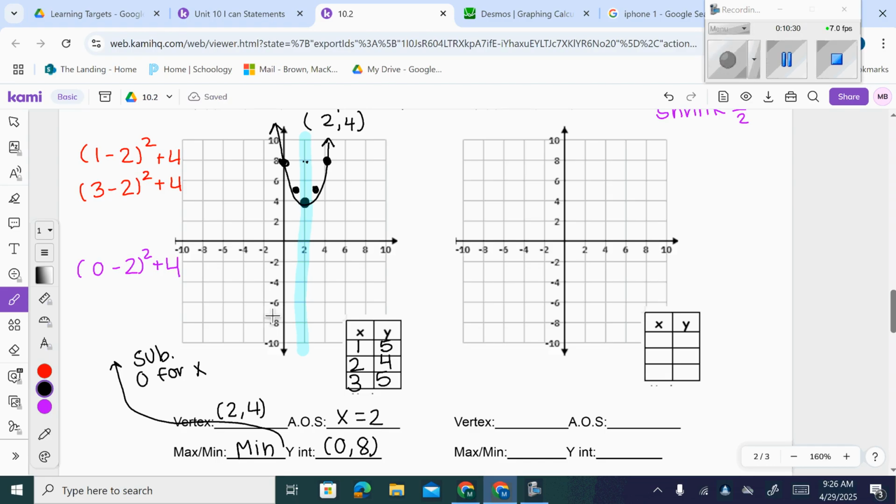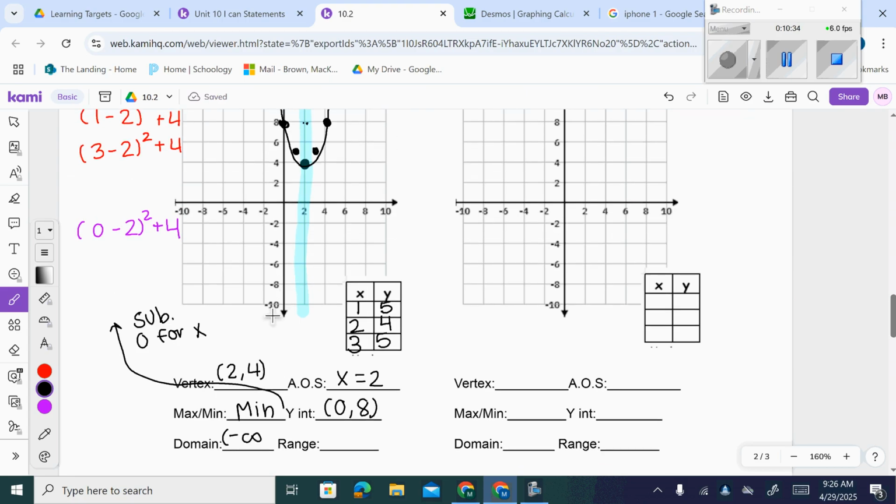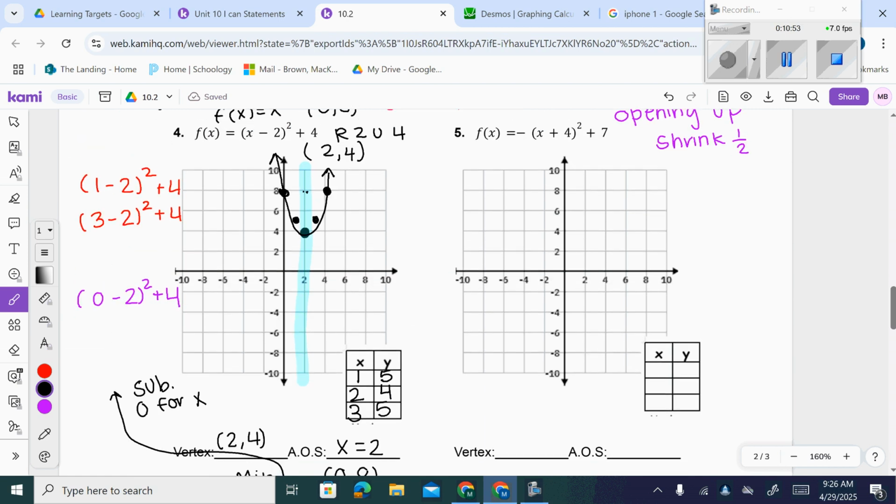All right, last two things. What's my domain going to be? Love it. All right, range. What is the lowest this goes? 4, bracket 4, the highest it goes is? Very good. All right, once you have that, go look at number 5.